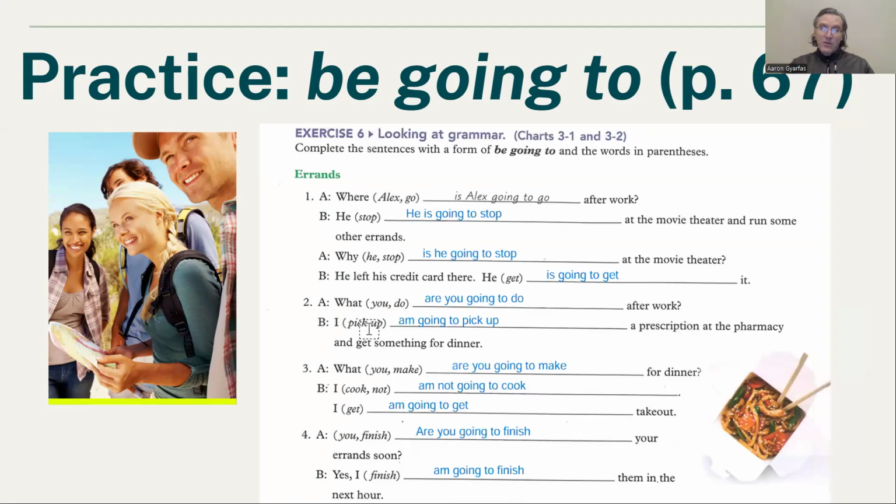Okay. Check your work. Pause the video. Make sure you've got everything correct. Keep in mind that for questions, just like all other questions in English, that be verb moves to the front of the subject. So he is going to stop in question form becomes, is he going to stop?